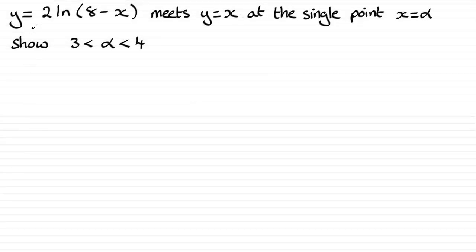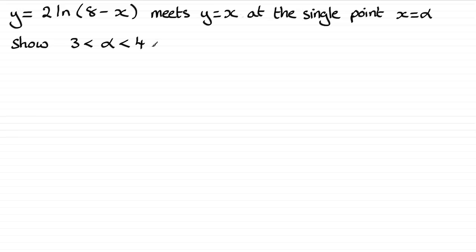So for this question then, we're given the curve with equation y equals 2 times the natural log of 8 minus x. And it meets the straight line y equals x at the single point x equals alpha. And we're asked to show that alpha lies between 3 and 4. Now in order to do this, the method I'm going to be using is a change in sign method.